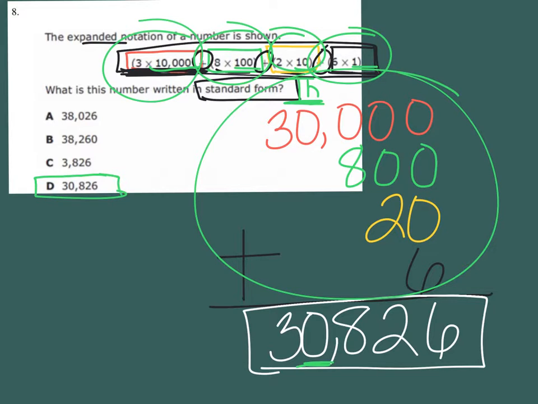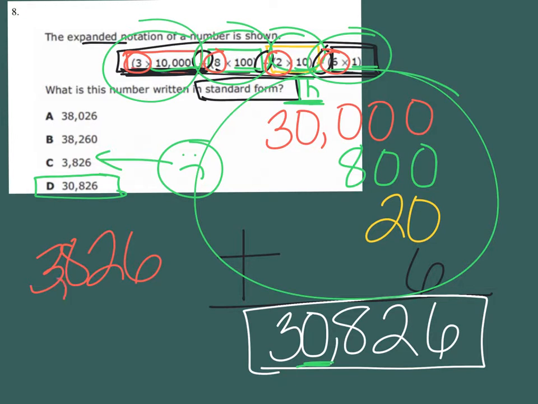A lot of my students chose this one. Why is that number incorrect? That's right. Because all they did was look at 3, 8, 2, 6. They wrote 3, 8, 2, 6, comma, 3,826. Is that how much this number was worth? Is it 3,000 or is it 30,000? That's right. It is 30,000.